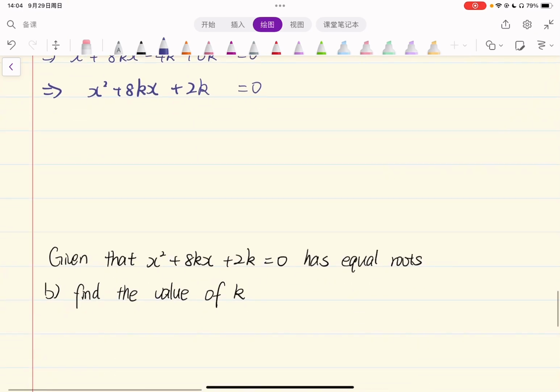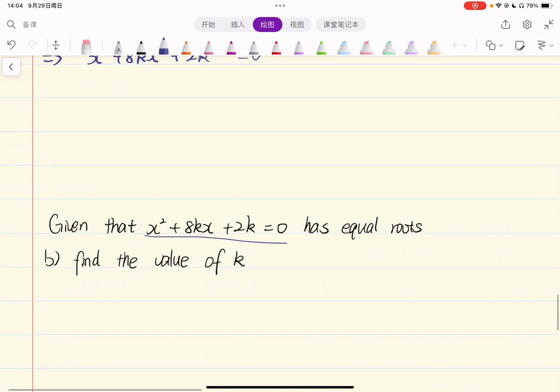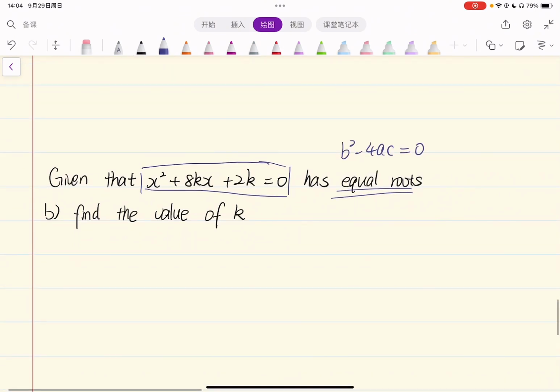Now move on to the second part. Given that x squared plus 8kx plus 2k equals 0 has equal roots, you need to find the value of k. We notice that this is a new quadratic equation, and it has equal roots, which means b squared minus 4ac equals 0. So firstly, we need to determine a, b, and c in this new quadratic equation. So a equals 1, b equals 8k, c equals 2k.